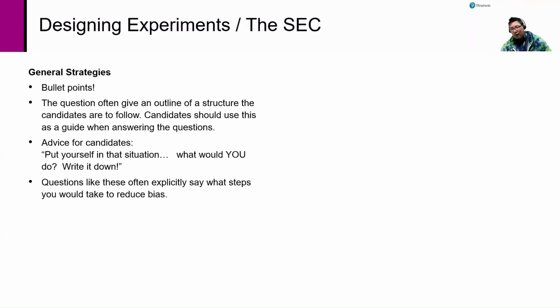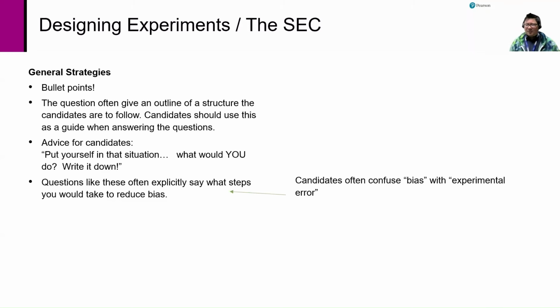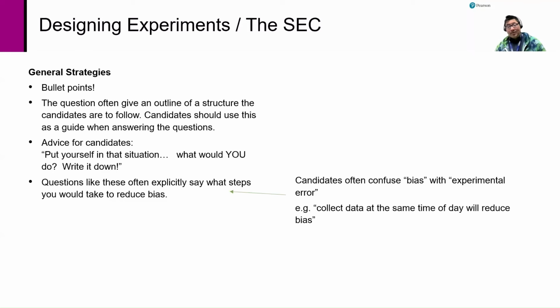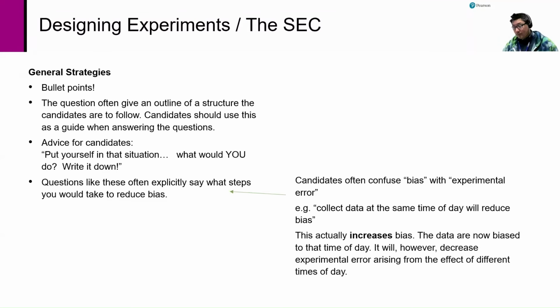And also questions like these often ask you to say what steps you would take to reduce bias. Now, very quickly here, candidates often confuse bias with experimental error. Things like collecting the data at the same time of day. That will reduce bias. Unfortunately, that's not true at all. If you collect data at the same time of day, that actually increases the bias because the data are now biased to that time of day. And that's something that candidates also find very difficult to get their head around. So try to make sure that these candidates are aware of which one's bias and which one's experimental error. And if the question asks to reduce the bias, make sure that they are in fact reducing the bias.